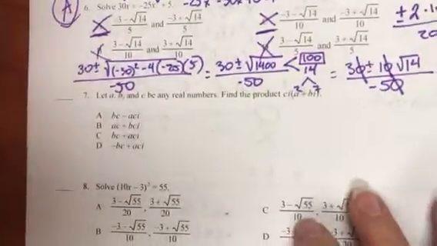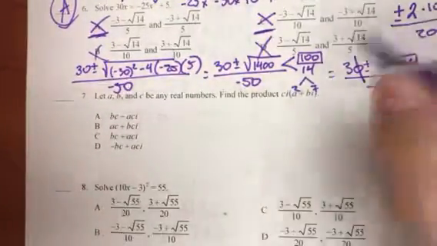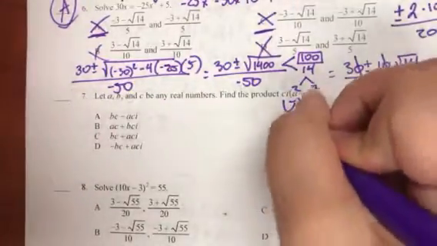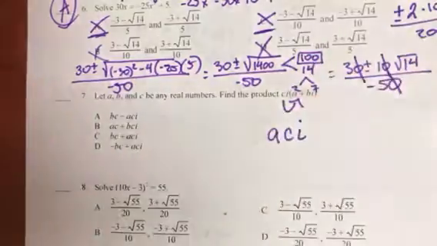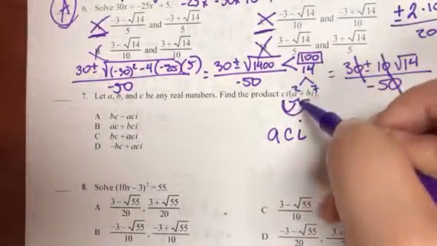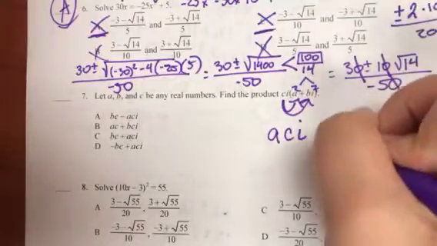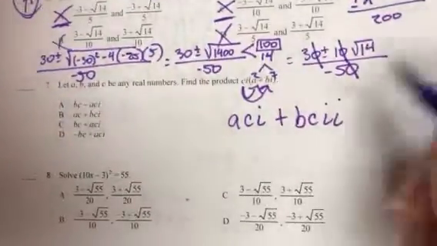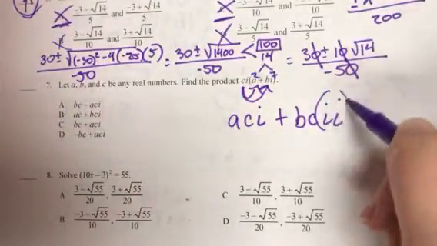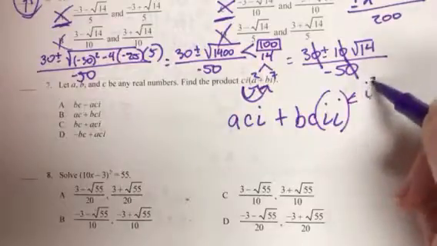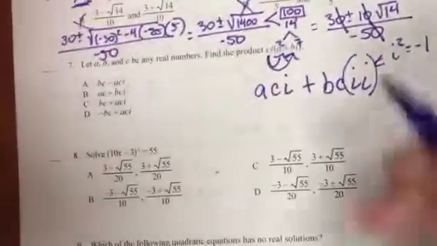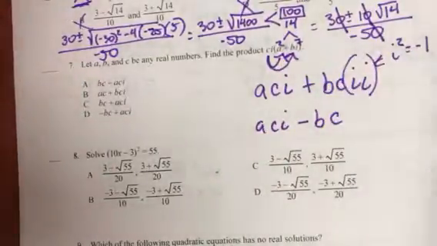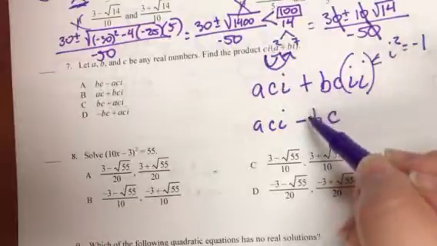Okay, this one confused everybody. We're just distributing. What is Ci times a? Well, there are no numbers, so we can just list all the letters, a, c, and i. What is Ci times Bi? So that's plus b times c times i, if you really want to do that. Well, i times i is really i squared, which we know is negative 1. So we end up with aci minus bc, because that turned into a negative 1, which made it negative.